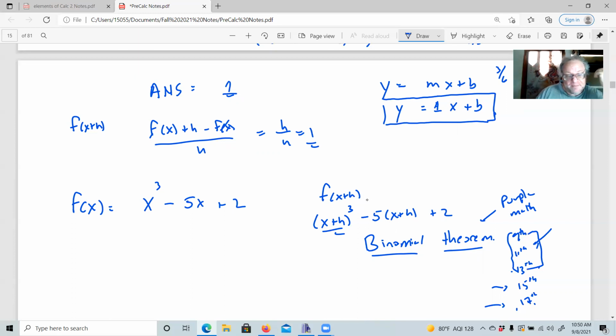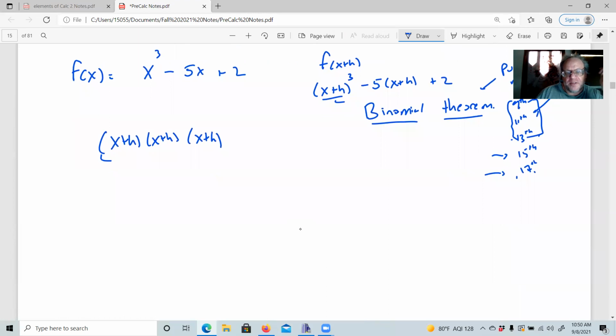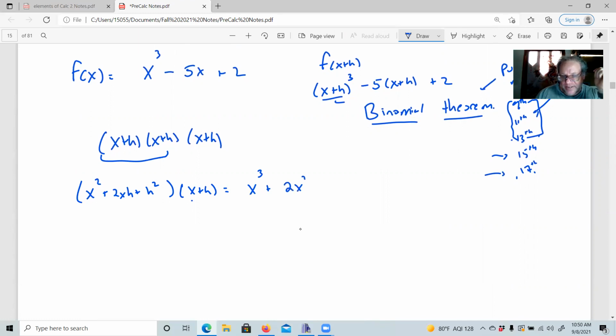So let's go ahead and do that. It's plus h, plus h, plus h. What if I just pick two of them? x squared plus 2xh plus h squared, times x plus h. And now we have to go through these. It's not the worst thing in the world, but it is tedious.